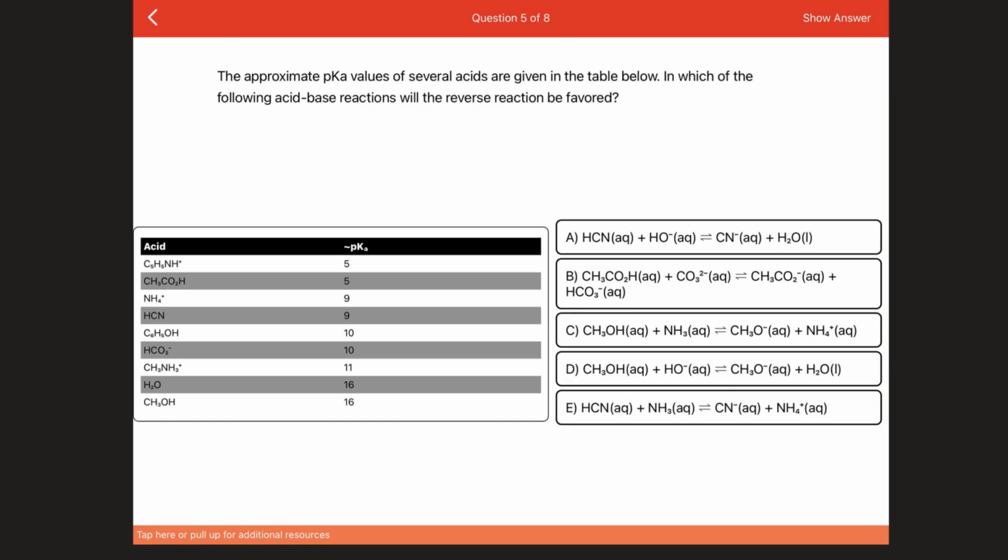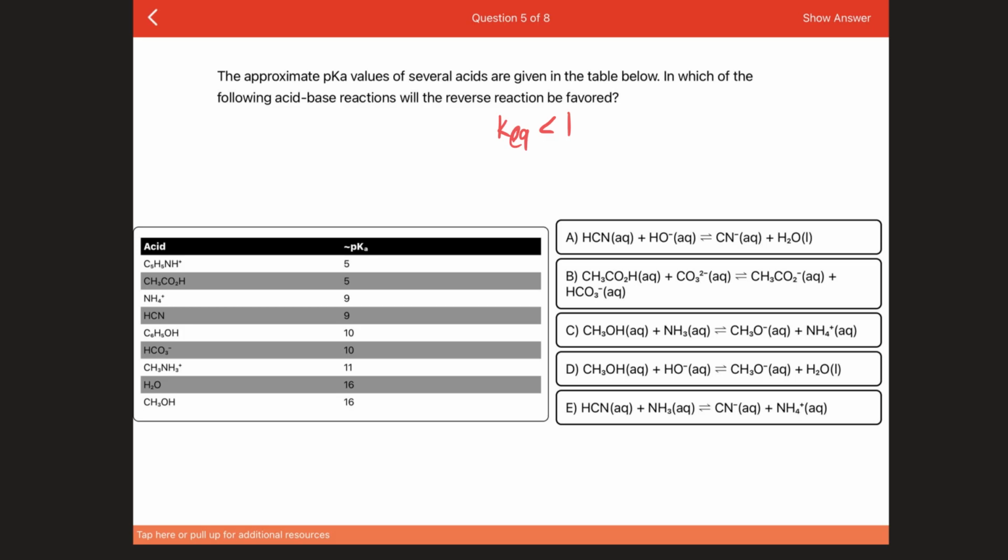This is Active Chemistry, problem number 5 from the hydrolysis of salts homework assignment. In this problem, we're given some pKa values for various acids and asked, in which of the following acid-base reactions will the reverse reaction be favored? So that's another way of saying, will the equilibrium constant be less than 1?